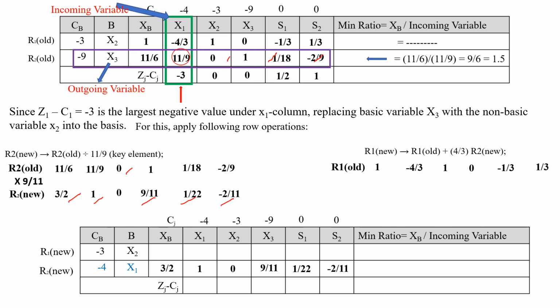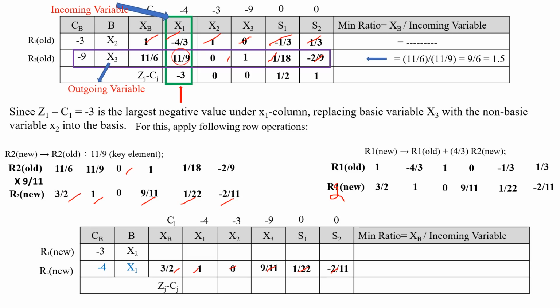So next we have to look for another row operation, that is R1 new equals R1 old plus 4 by 3 into R2 new. First we have to write down the R1 old elements, that is 1, minus 4 by 3, 1, 0, minus 1 by 3 and 1 by 3. Next we have to write down the R2 new elements, which are 3 by 2, 1, 0, 9 by 11, 1 by 22, minus 2 by 11.